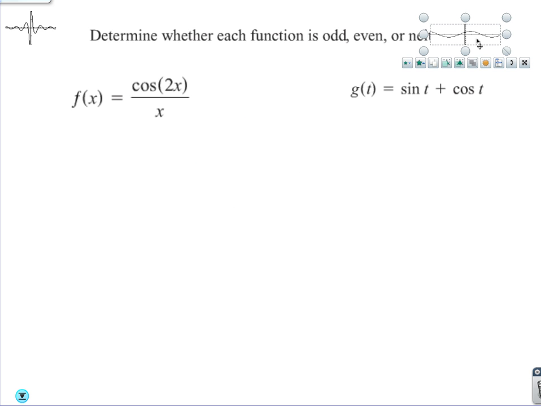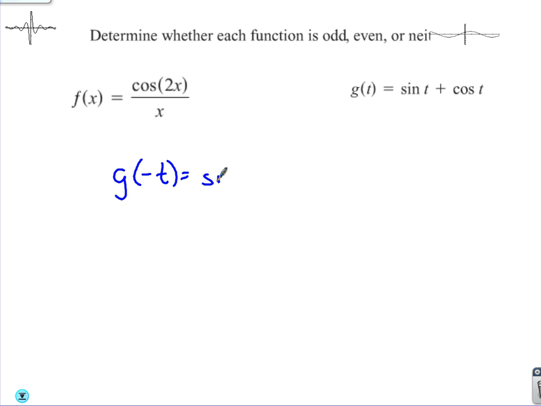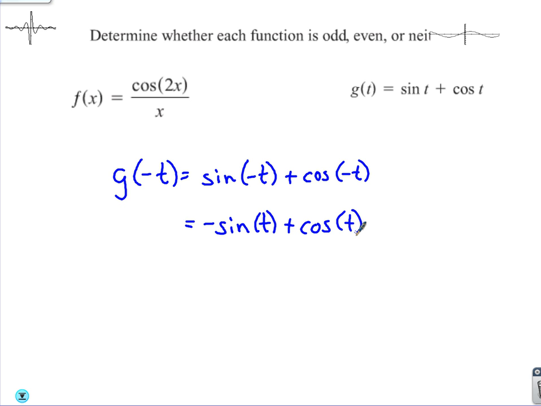I'll go through and show you just as a reminder. Let's find g of negative t, and that's going to equal the sine of negative t plus the cosine of negative t. The sine of a negative, that negative can be brought out front. That's the negative sine of t. Cosine, you can simply dump the negative, plus the cosine of t. That's g of negative t.